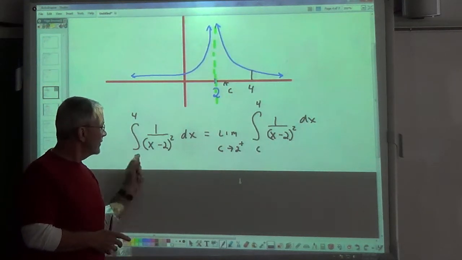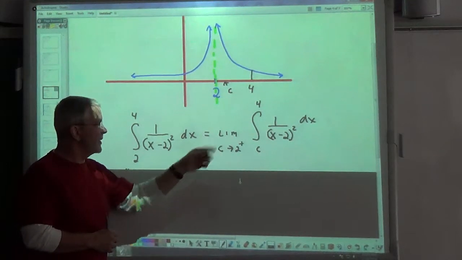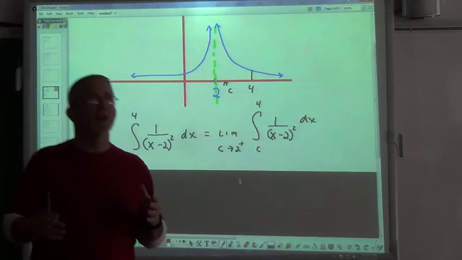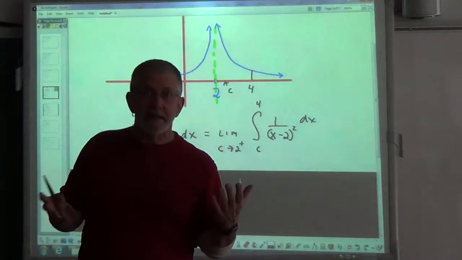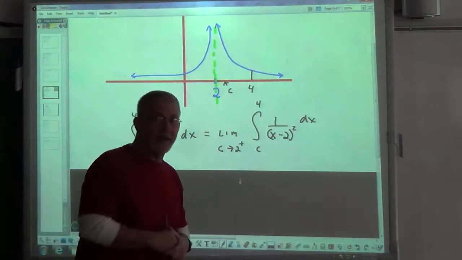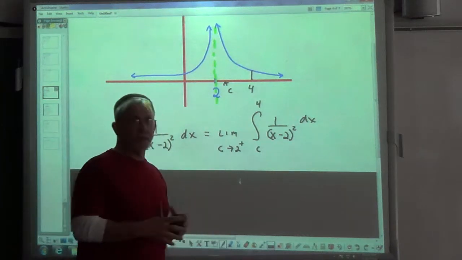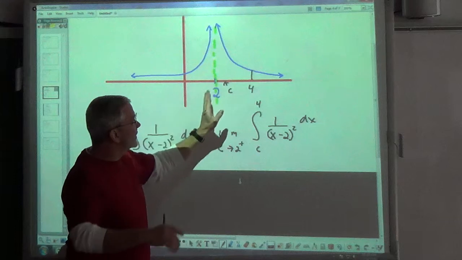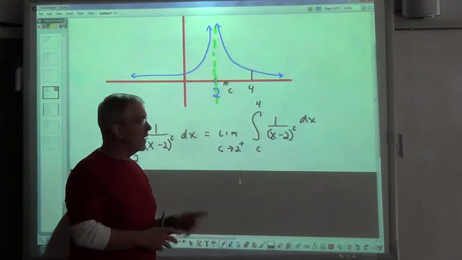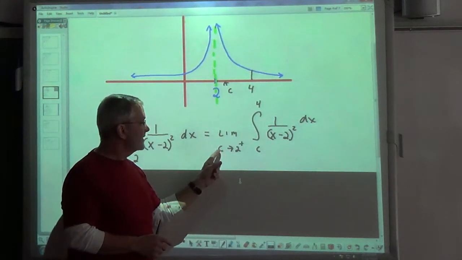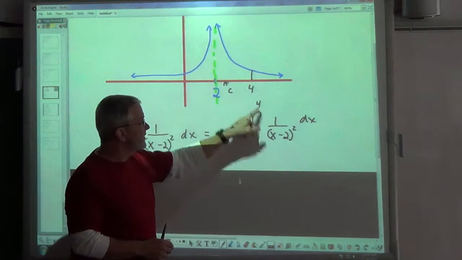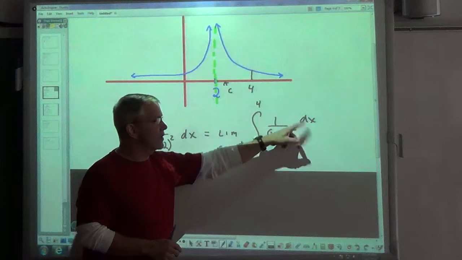This improper integral is going to equal the limit as c approaches 2 from the right. c is arbitrary. You could use d, e, f, g, but let's just use c because they told us to. And c is an arbitrary point to the right of 2 since I'm going from 2 to 4. I want to take c as it approaches 2 from the right of the integral from c to 4 of 1 over quantity x minus 2 squared dx.